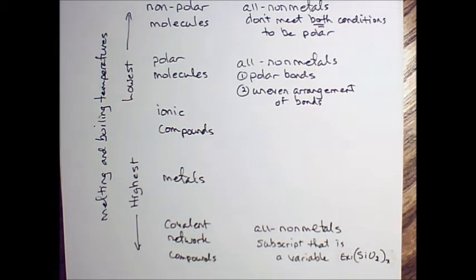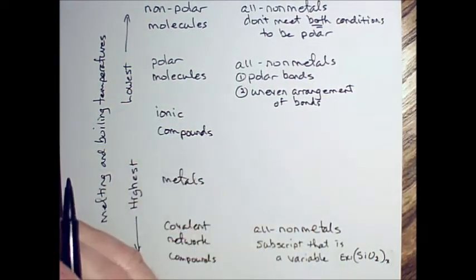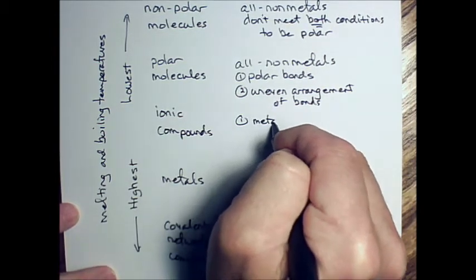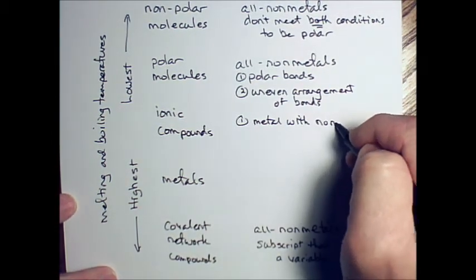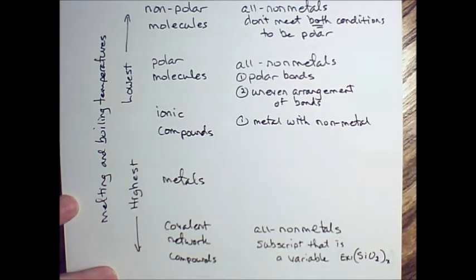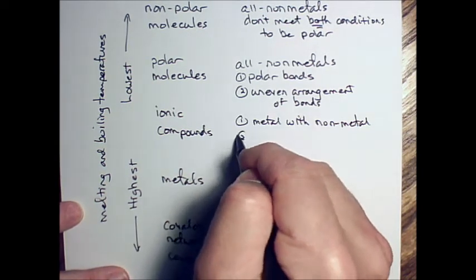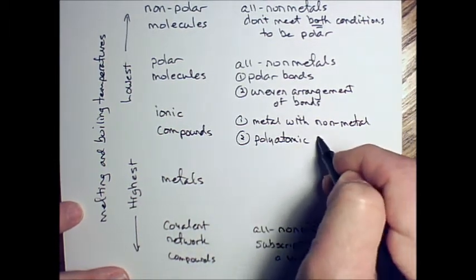All right. The way you look at a formula for an ionic compound to tell that it's ionic is that it's going to have one of two things in there to tell you it's ionic. One of those things is going to be a metal bonded with a non-metal. And the other thing that you're going to have in an ionic compound formula that will tell you that it's ionic is if it has a polyatomic ion in the formula.